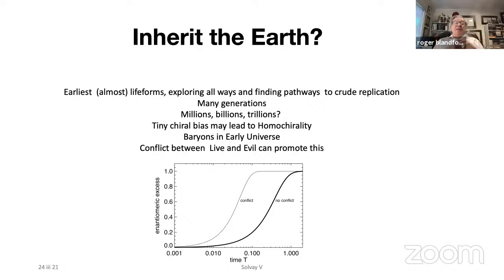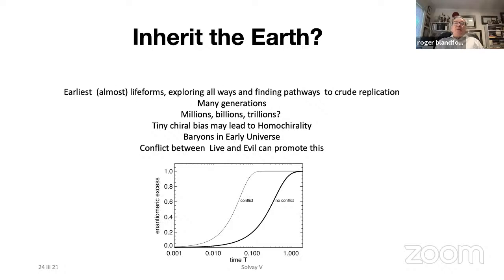Even if the bias is very small, just like in the early universe where the bias is very small, you can still end up with one thing dominating, because you've got many generations. With these earliest life forms, the turnover time is very, very fast, as it is with bacteria, even faster probably. And there could be millions, billions, or even in some scenarios trillions of turnovers. So a very tiny chiral bias can lead to homochirality in the end. And as I say, it's just like baryons in the early universe. And this is well known from people who've thought about population biology and so on.